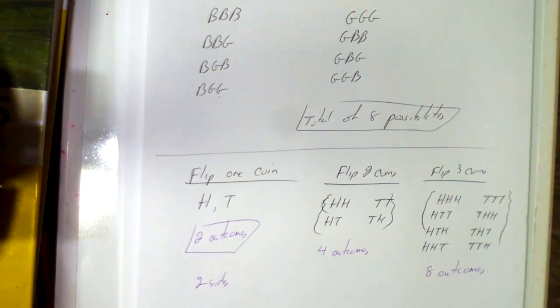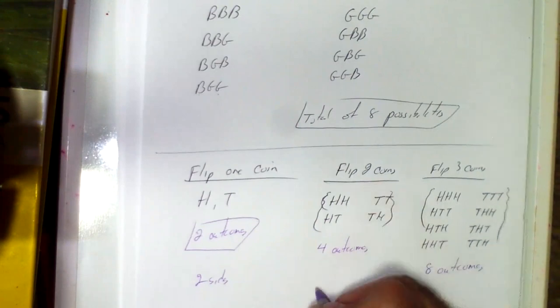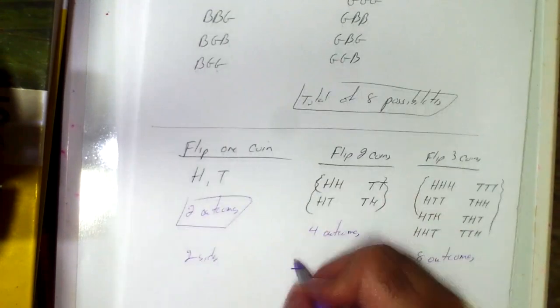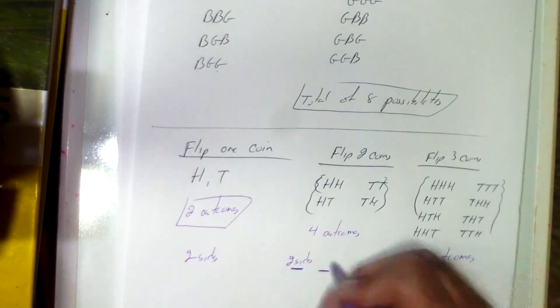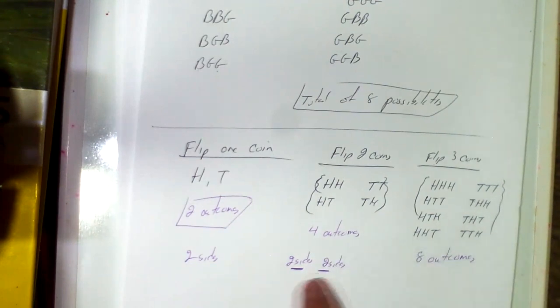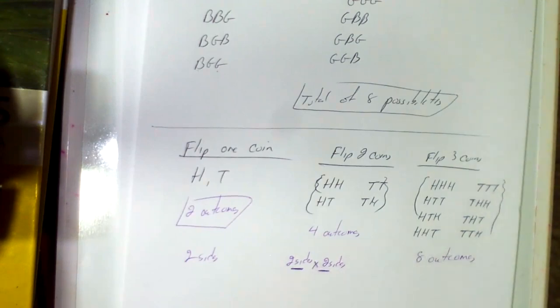All right. For the next one, I have 2 coins. Each coin has how many sides? It's got 2 sides. The first coin has 2 sides. The second coin has 2 sides. Guess what you do with the 2 numbers? That's right. You multiply them. Bam! That's how you get 4 outcomes.